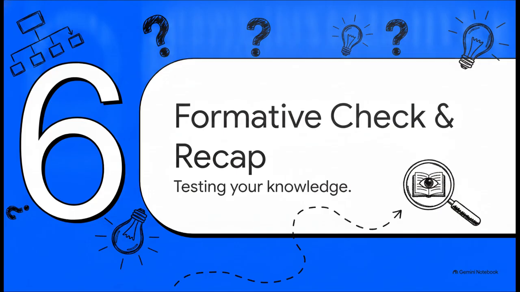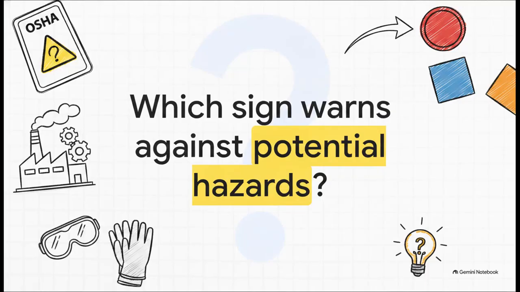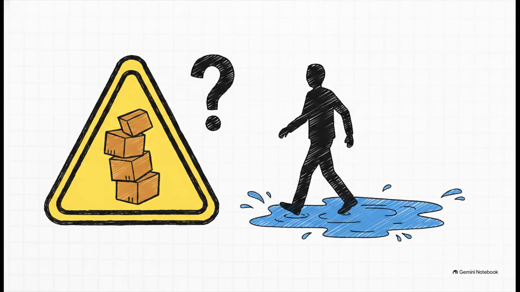Let's test your knowledge. Okay, quick scenario. Imagine you're an analyst looking at an industrial workplace, and you see an OSHA sign. Based on what we just learned, which specific type of OSHA sign has the exact author's purpose to warn against potential hazards and unsafe practices? Take a second. Think back to those categories and colors we discussed. Got it? Well, if you guessed caution signs, you hit the nail on the head.